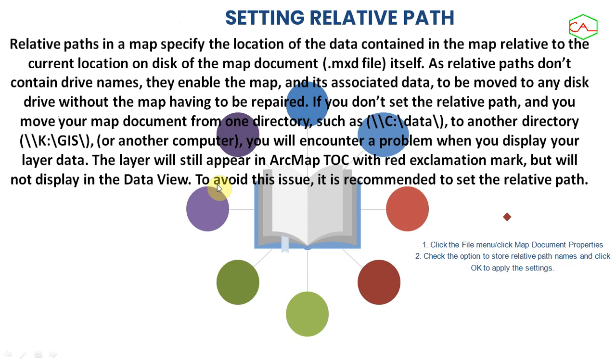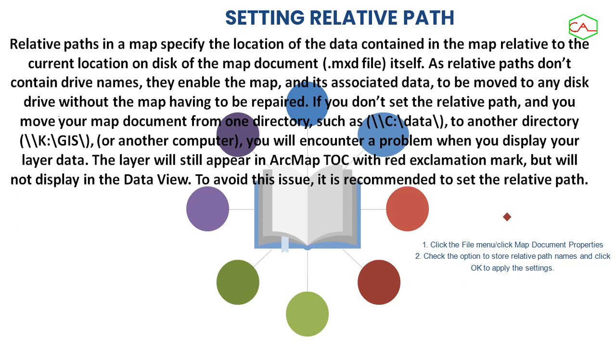Then I want to throw more light on setting your relative paths. Relative paths in a map specify the location of the data contained in the map relative to the current location on the disk of the map document itself. A relative path doesn't contain drive names. They enable the map and its associated data to be moved to any disk drive without the map having to be repaired. So if you don't set the relative path, you have yourself to blame when you are moving your map document from one directory to another. So that's why it's very good you set your relative path.